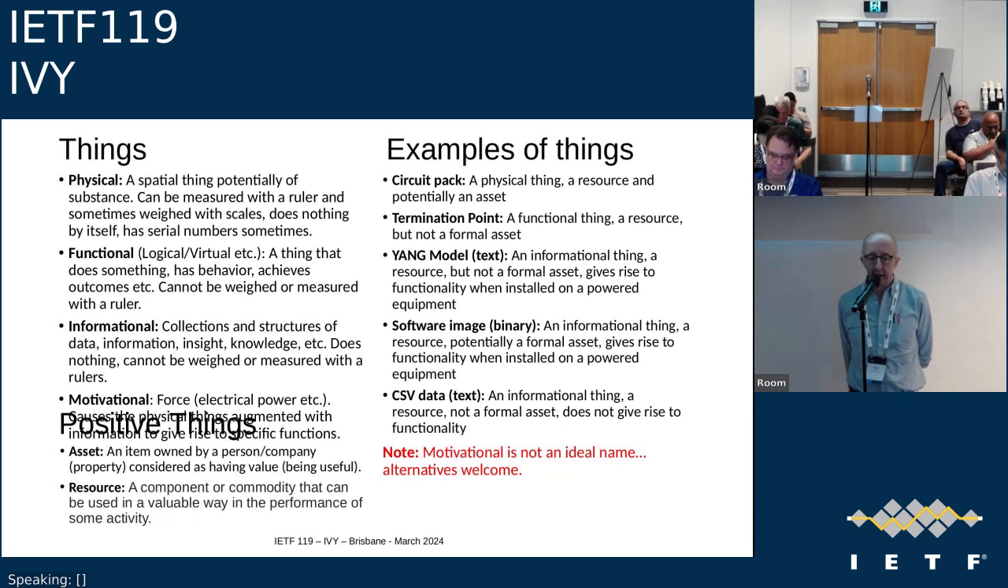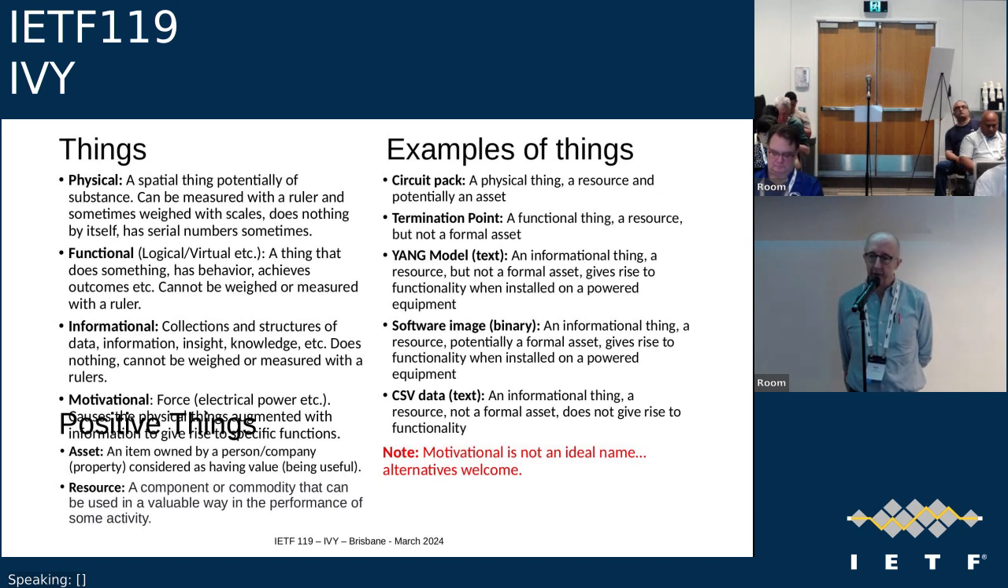So examples on the second column: a circuit pack, a physical thing that's a resource, potentially an asset. It may not have an asset number on it because it may be some tiny little passive thing. I don't bother putting asset numbers on them; I have them in a bag and I just distribute them. A termination point is a functional thing, a resource, not necessarily a formal asset because I don't stick an asset ID on it. It's more ephemeral and so on, may appear, disappear, maybe emergent.